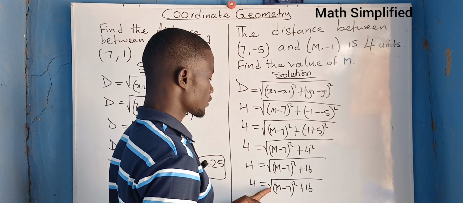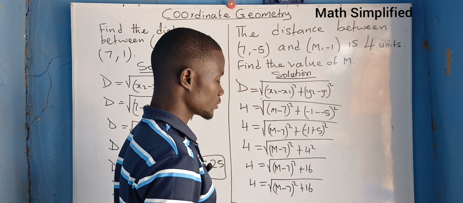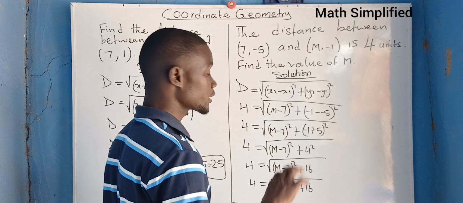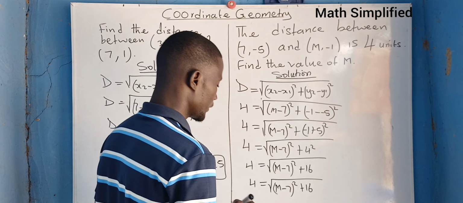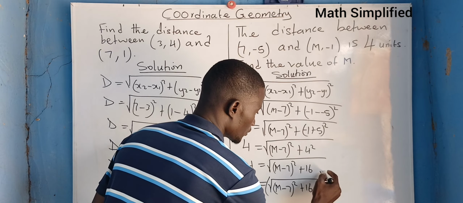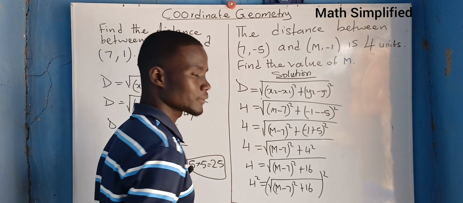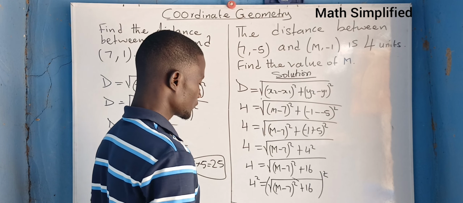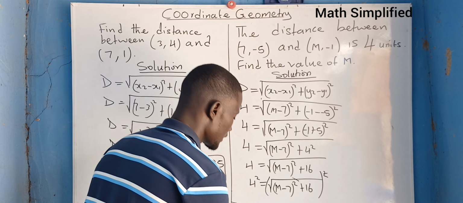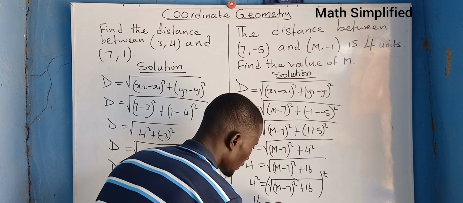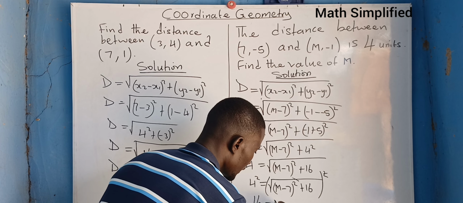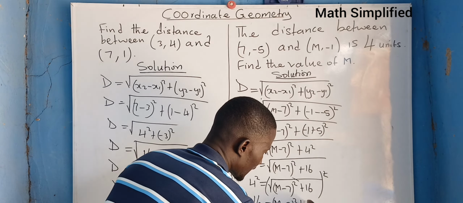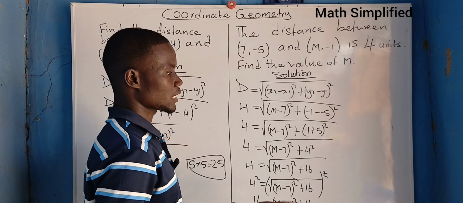We are going to remove the square root. Anytime you have a problem like this, you square both sides because there's a square root already. So you square here and also square here. This square and this square root will go. We now have 4 squared, which gives us 16, equal to m minus 7 squared plus 16. The square root is now gone.